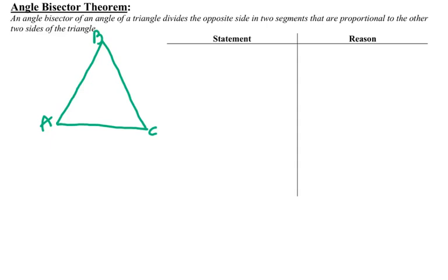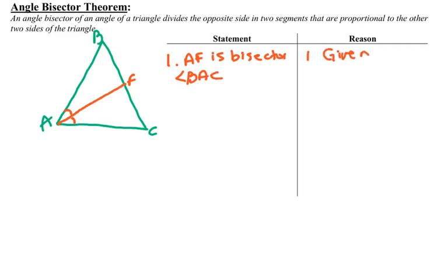And so I'm going to have an angle bisector, and I could have any of the angles be bisected. But in order to do this proof, I'm going to have my angle bisector start at A and come over here. So we're going to start with AF is the bisector of angle BAC, and that's given. Because the theorem says that we have to have an angle bisector, so that's part of the given part.